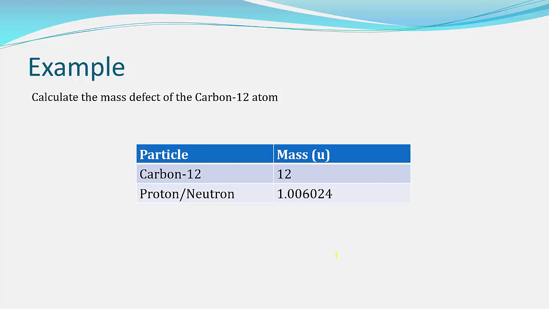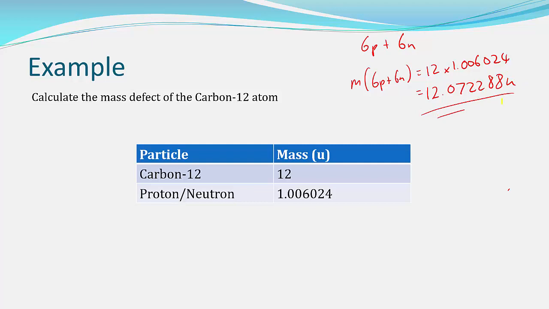So now if we're going to solve this, what we want to do is find out the masses of all the different particles in there. Carbon has 6 protons and 6 neutrons, so it has 12 nucleons. So the mass of the different particles is going to be equal to 12 times 1.006024, and what I end up with is 12.072288 atomic mass units. Now, the mass of carbon-12 is actually just 12 atomic mass units.